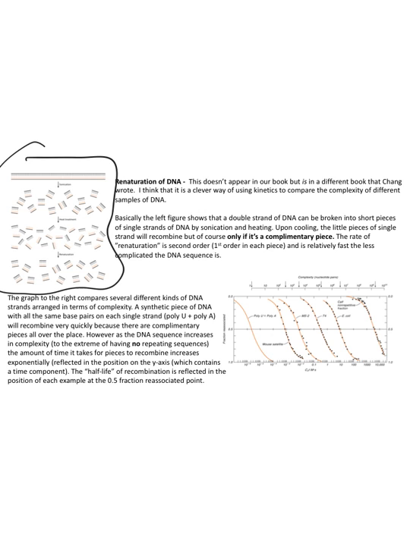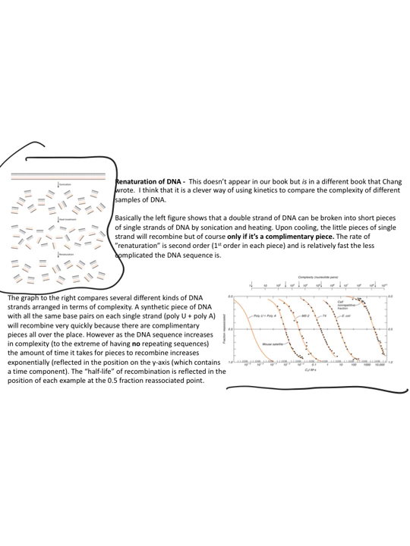Upon cooling, the little pieces of single-strand DNA will recombine, but of course only if it's with a complementary piece. The rate of renaturation, basically the rate of you finding your mate, your match, is second order, first order in each piece, and is relatively fast the less complicated the DNA sequence is. So what we mean here, if you look at this graph, I think it's pretty neat.